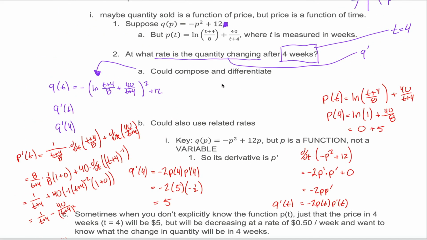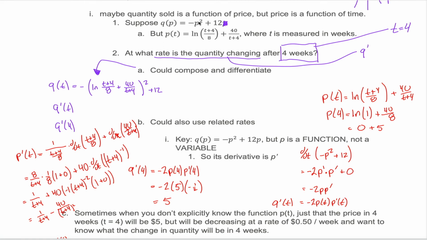What that's saying is that if quantity is a function of price and price is a function of time, then the rate at which quantity is changing when time is equal to 4 is 5. That's pretty intense. You might argue that it would have been easier to just compose the functions together and take the derivative more directly. And you're not wrong. I think that would have been easier in this specific case. Let's see if we can do it real quick.